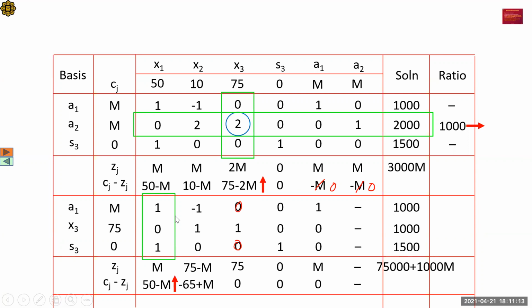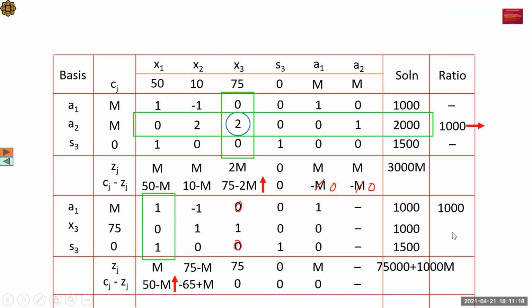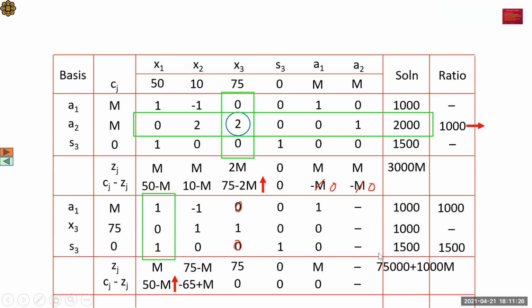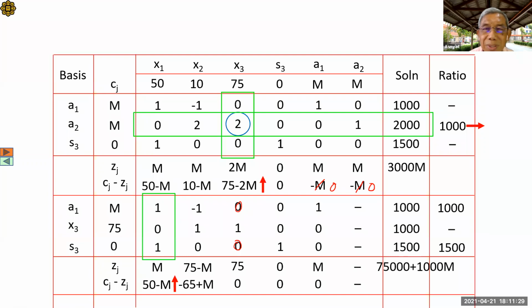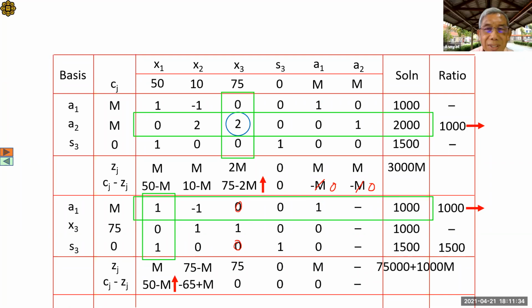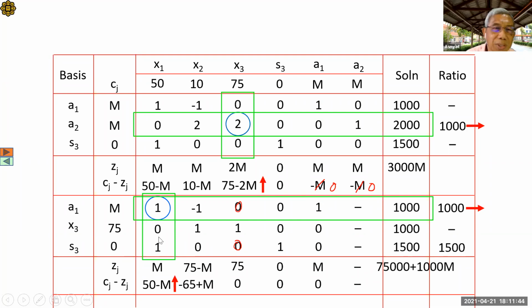1000 divided by 1, 1000. 1000 divided by 0, undefined. 1500 divided by 1, 1500. Where's the pivot row now? A1. Okay, now 1 is the pivot number, so A1 leaves, right? Yes. And then you see this one 0. You will carry this also afterwards. Okay, let's move on to the next page.